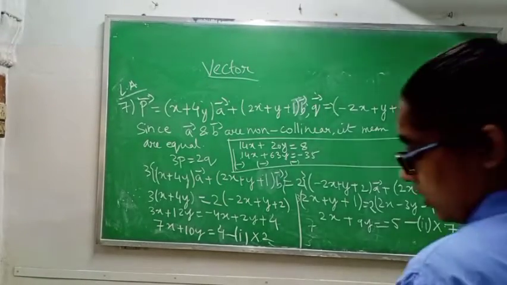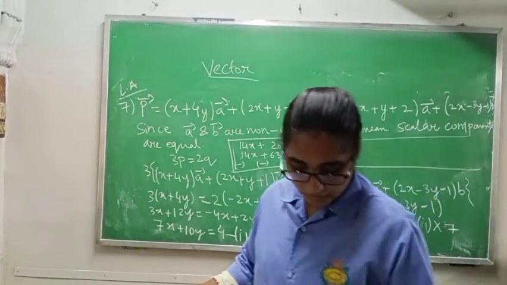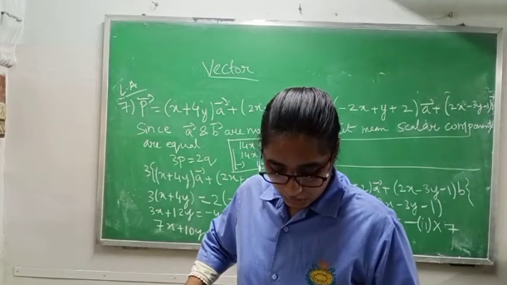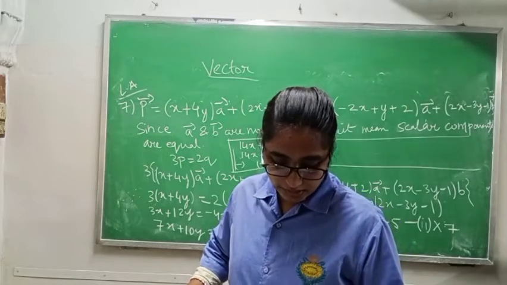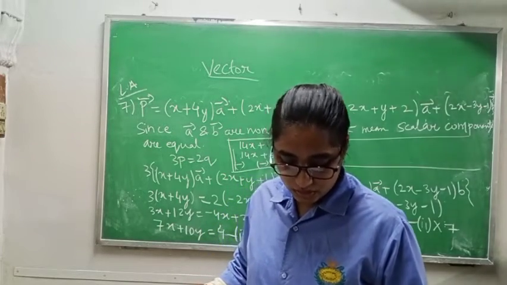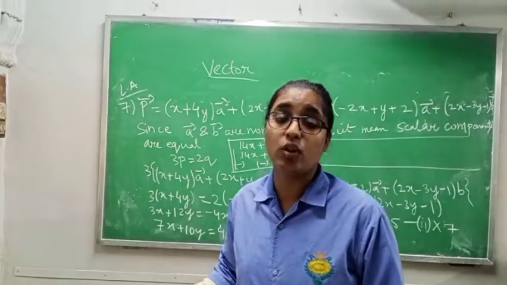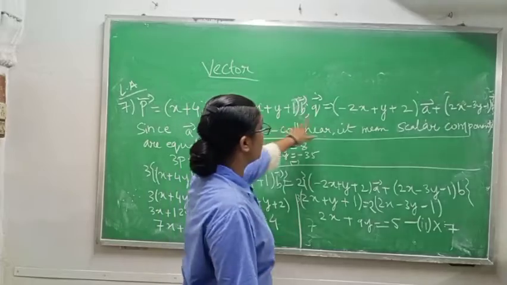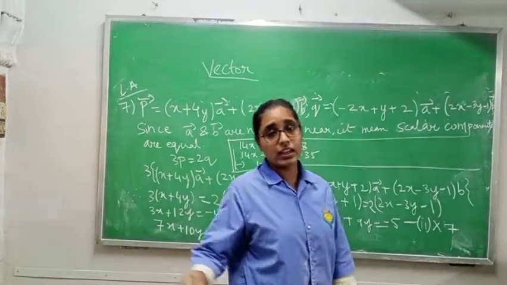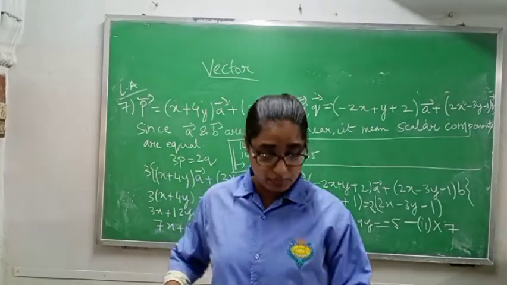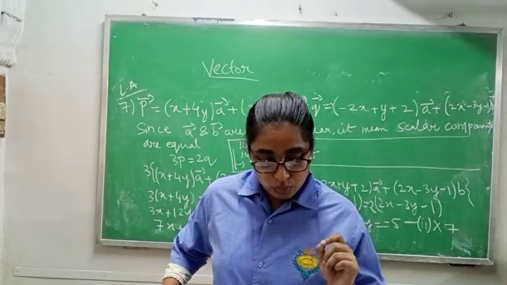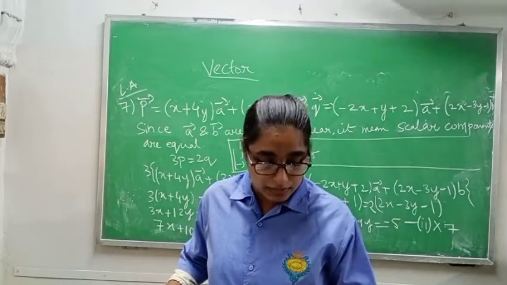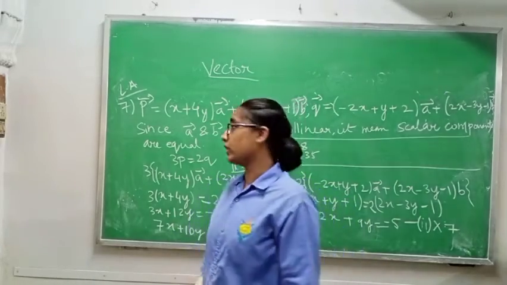Class 12, see question number 7. It is written: the vectors A vector and B vector are non-collinear if P is this and Q is this, and they satisfy the relation 3P plus 2Q. Find the value of x and y. P is given this and Q is given this, and they are saying that A and B vectors are non-collinear if 3P plus 2Q is satisfied by the given values of P vector and Q vector.